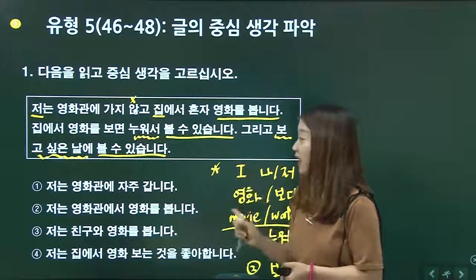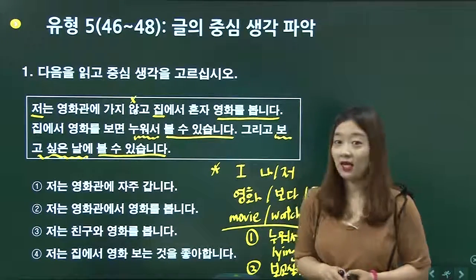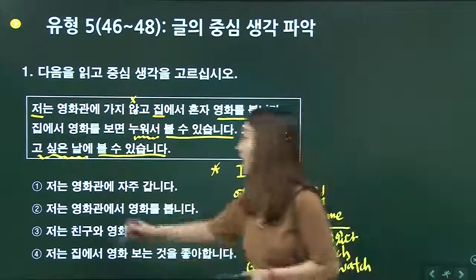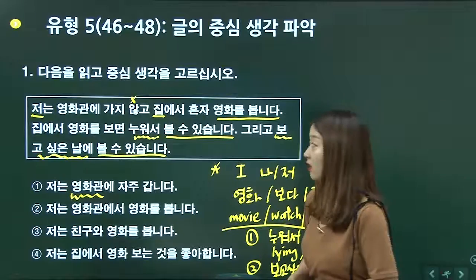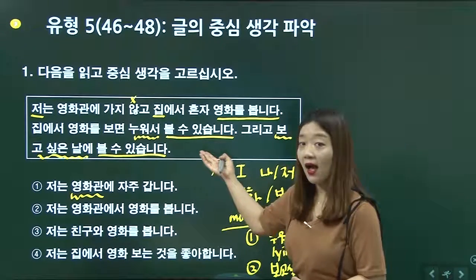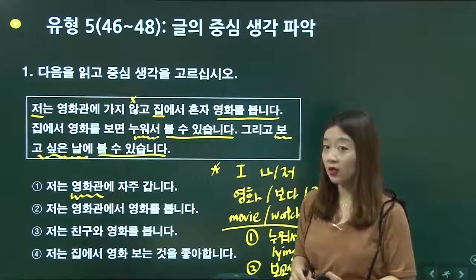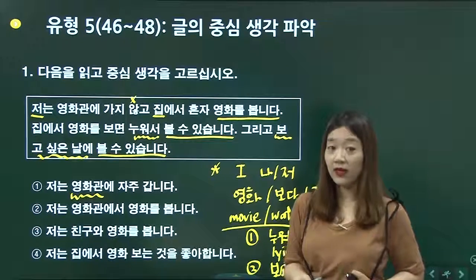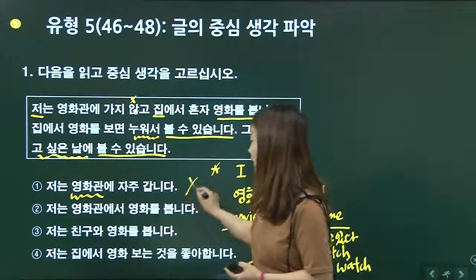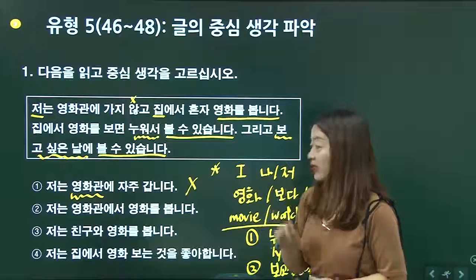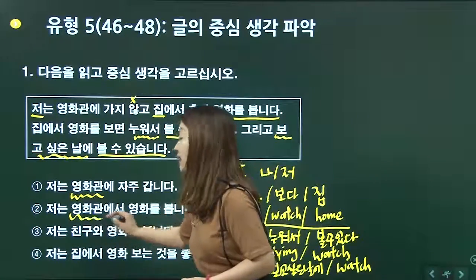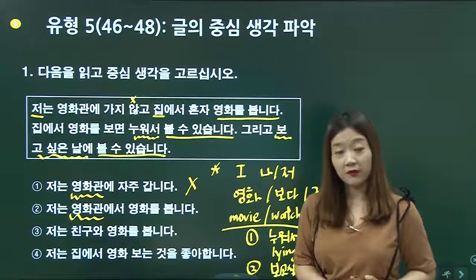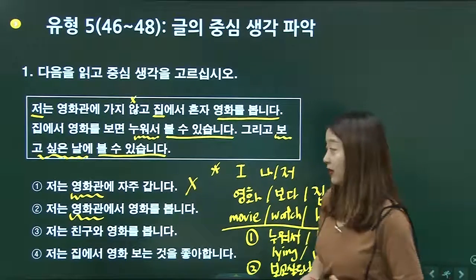Alright, number one. 저는 영화관에 자주 갑니다. 영화관, what is it? Movie theater, right? But I don't go to the movie theater, because where do I watch movies? At home. So it's wrong. Number two. 저는 영화관에서 영화를 봅니다. Of course, I don't go to the movie theater, so it is wrong too.